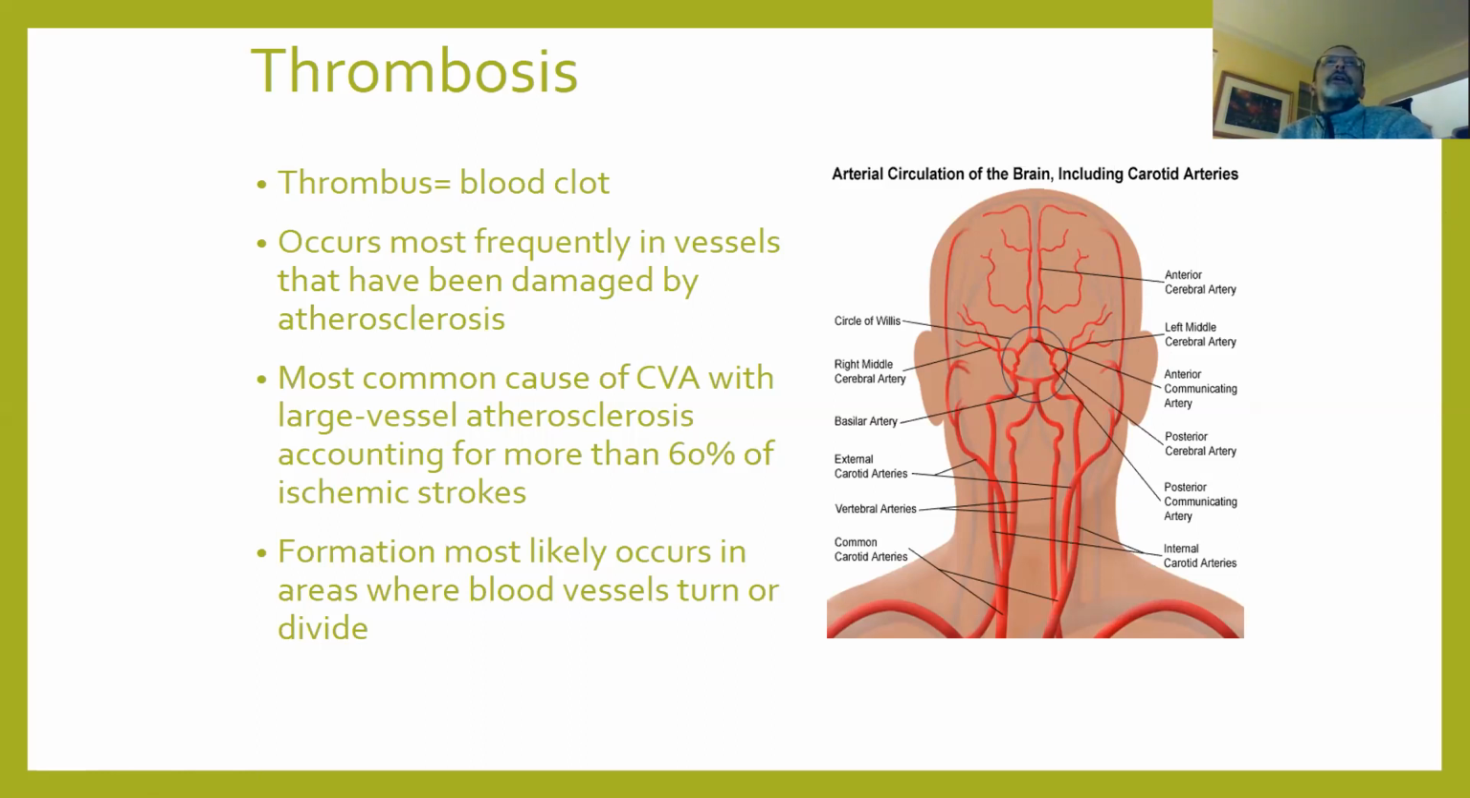So it occurs more frequently in vessels that have been damaged by atherosclerosis, and the larger vessels account for more than 60% of ischemic strokes, right? So the more common type of strokes are related to aspects that you can control with your health, if you can decrease the plaque in the arteries. And it's more likely to occur where blood vessels turn or divide. In that instance, they go from bigger to smaller. It's like a highway, right? If something gets caught there, that ends up causing that clot and can cause damage after the fact.